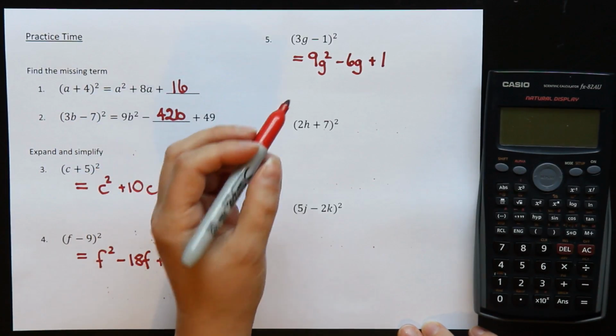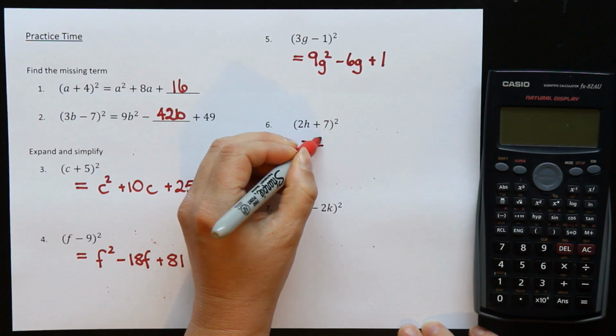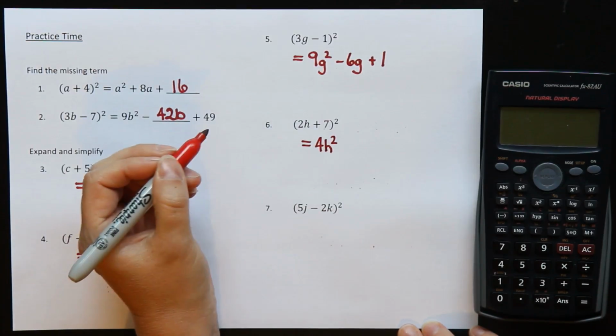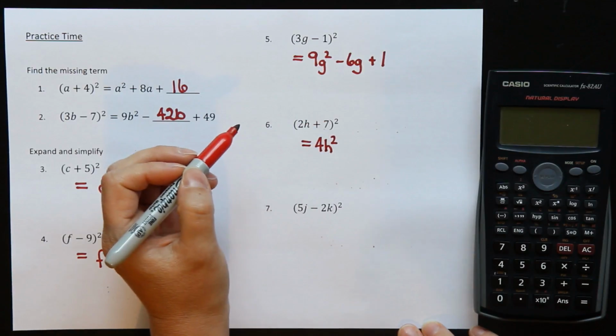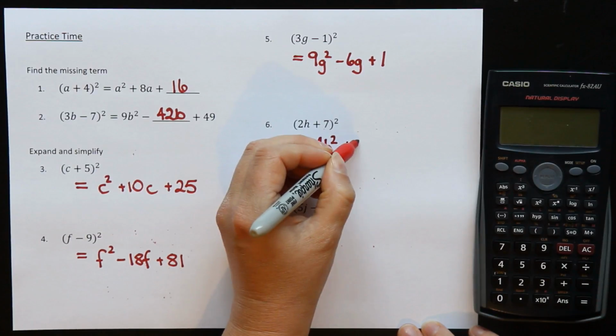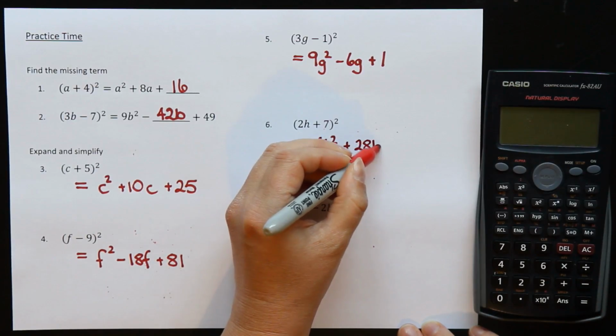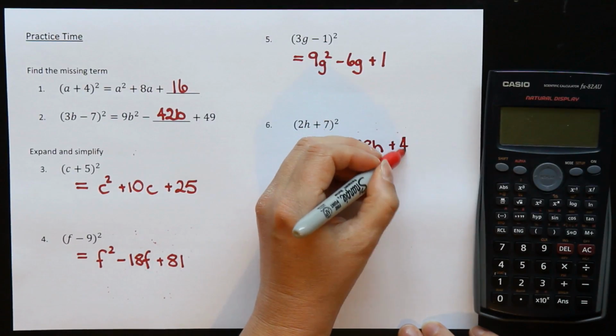Okay, question 6, doing it again. 2h times 2h, 2 times 2 is 4h squared. Times both terms together, 2h times 7 is 14h. And we double that to be 28h. And then 7 times 7 is 49.